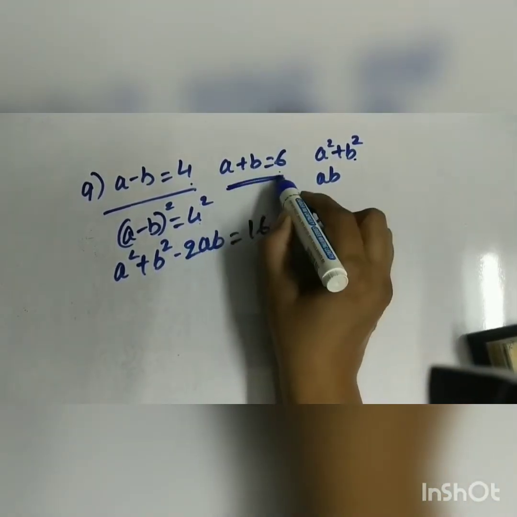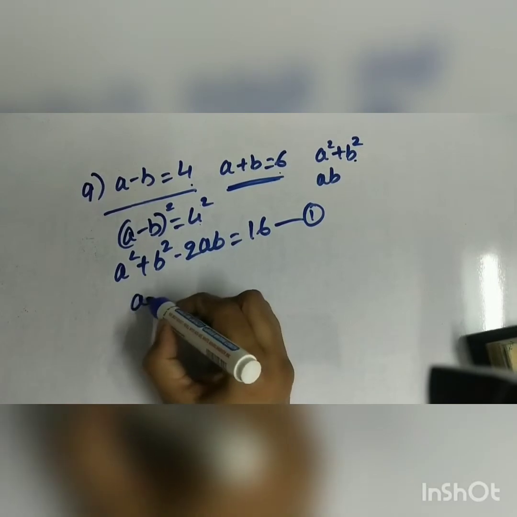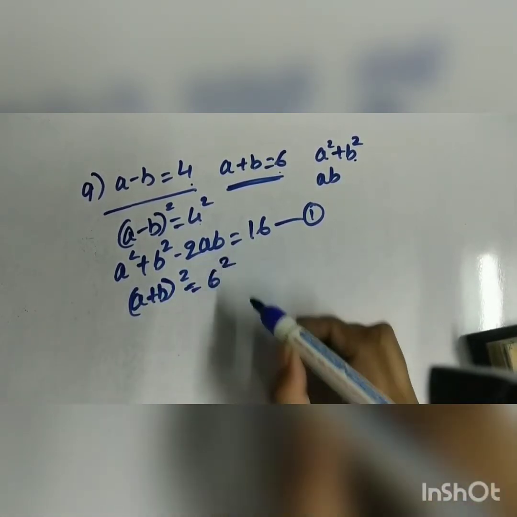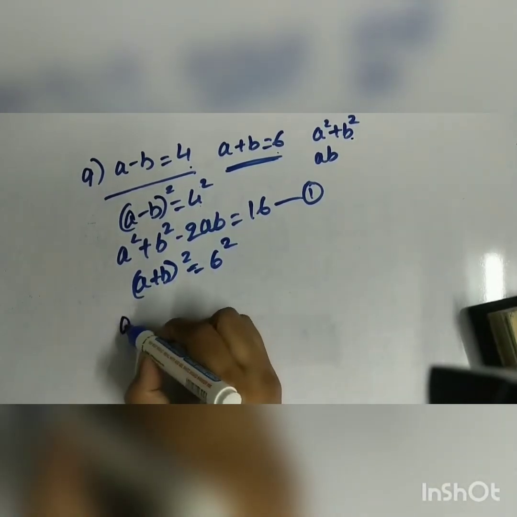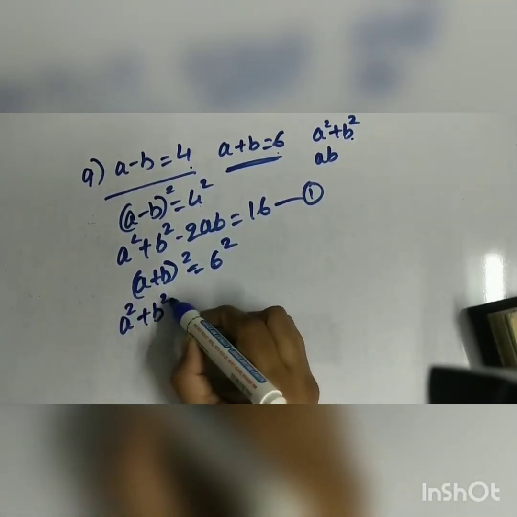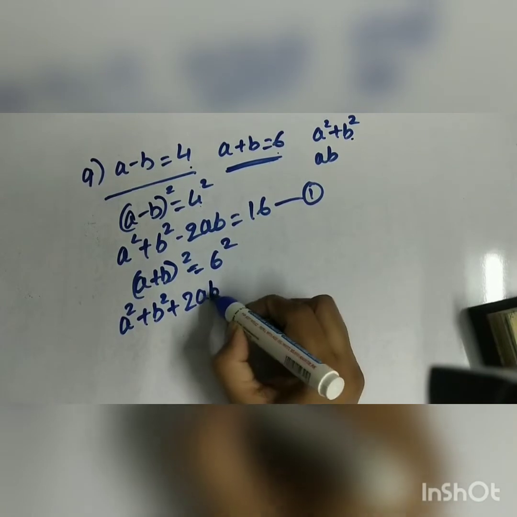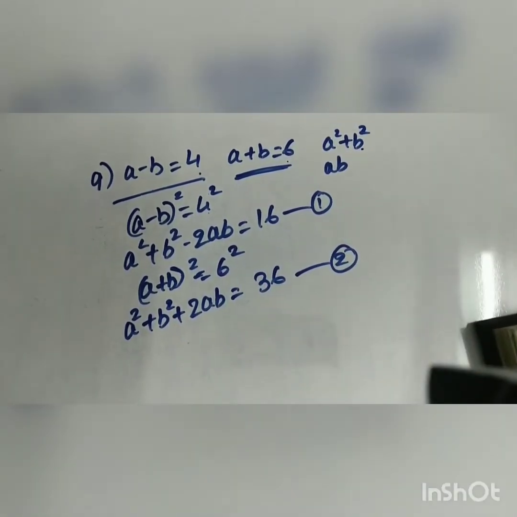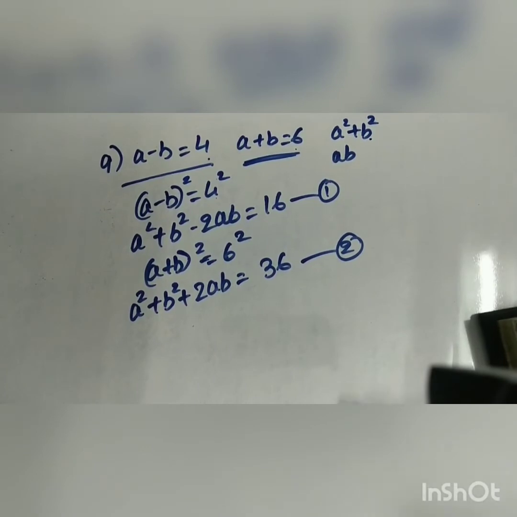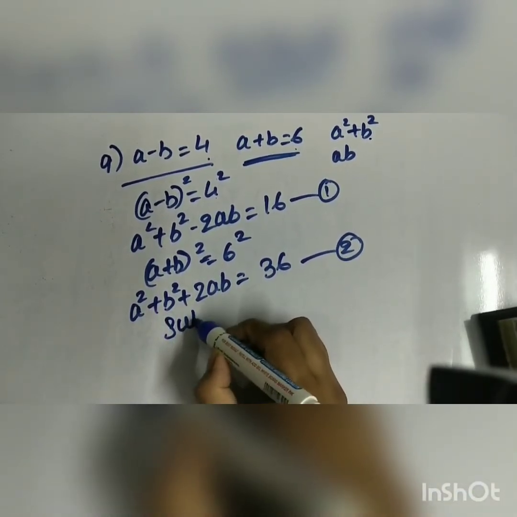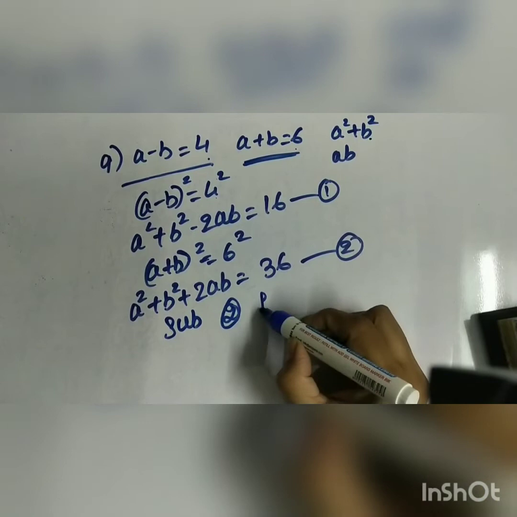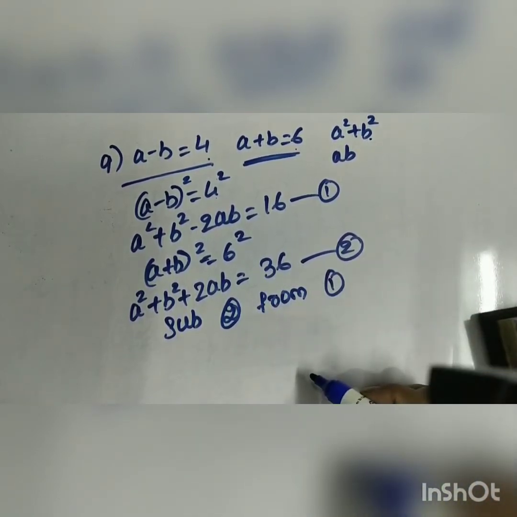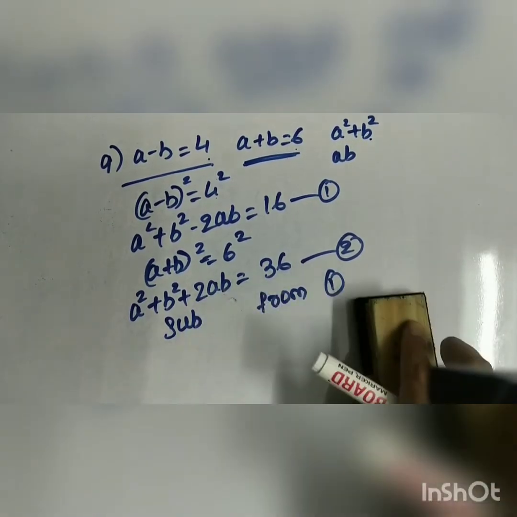Next, I'm going to square this equation, that is a plus b whole square is equal to 6 square. So a plus b whole square is a square plus b square plus 2ab is equal to 36. Let's consider this as equation 2. So we will further subtract 2 from 1, or you can even do 1 from 2.